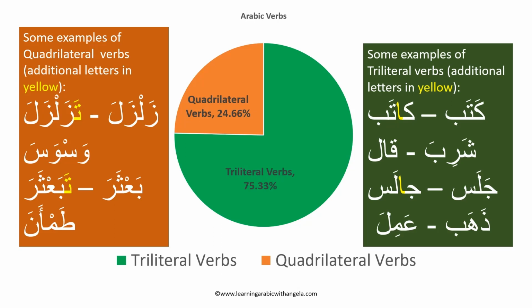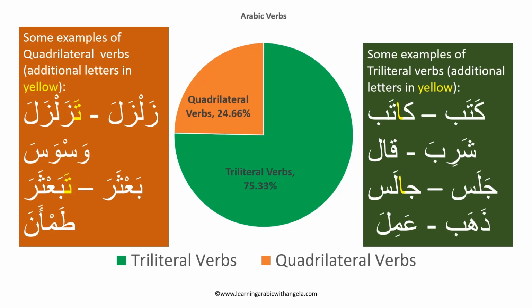The majority of common verbs that we use in our daily communication in Arabic are triliteral, which is 75.33%. Now, in terms of the number of verbs in total, both triliteral and quadriliteral verbs compose about 7,420 root verbs, out of which we can produce 23,655 verbs in total after adding letters to the root.